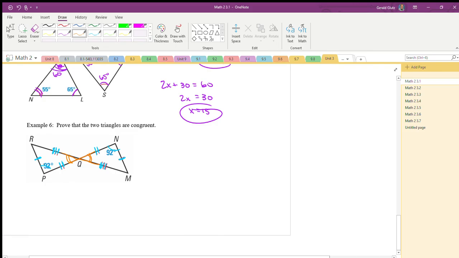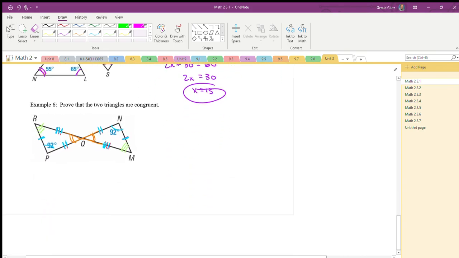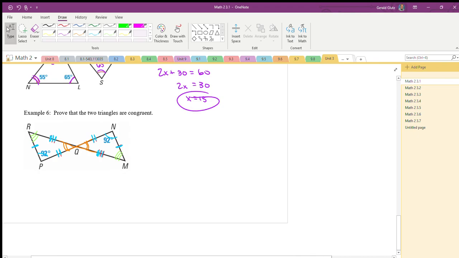Since we know that angle P is congruent to angle N, and then RQP is congruent to MQN, we know that the third angle, let's use green, has to be congruent because of the third angles theorem that we just talked about up here. So if you wanted to write a congruent statement, you could say triangle RPQ is congruent to triangle MNQ. And that's it.